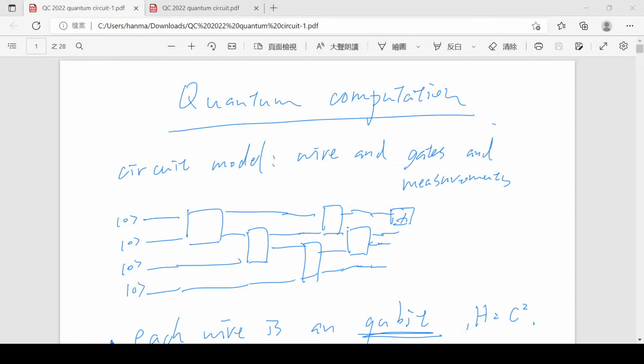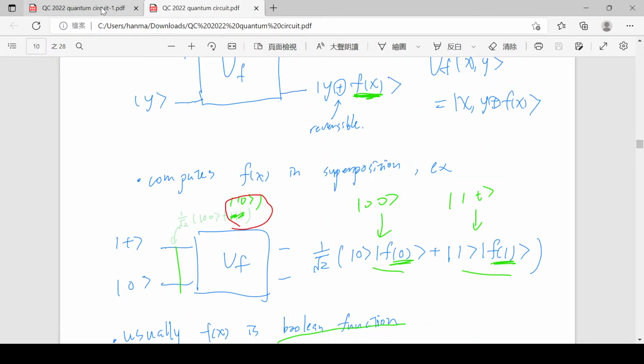Time. Oh, I need to select this. Oh, forgot to change this. Okay.